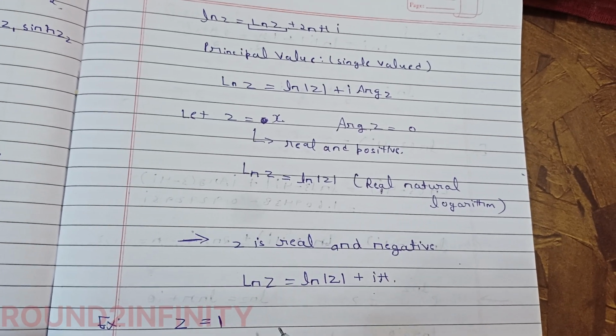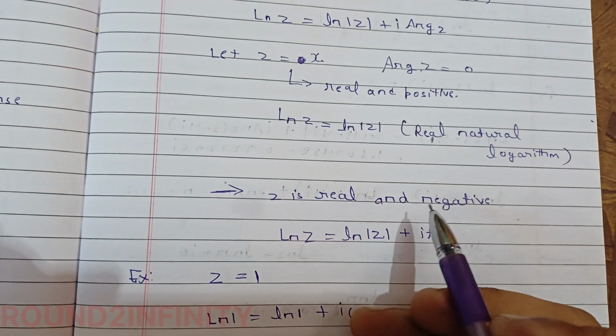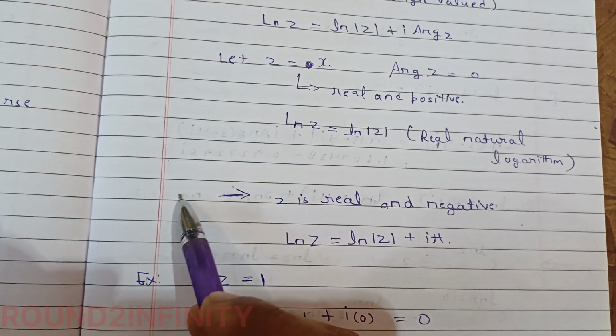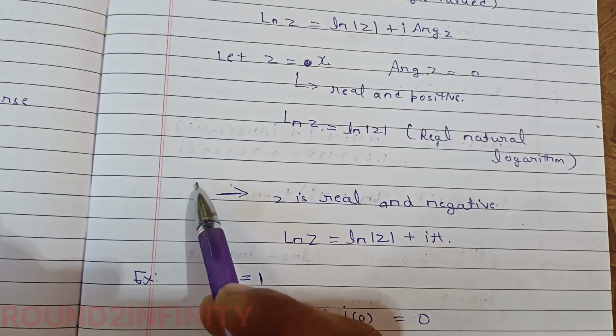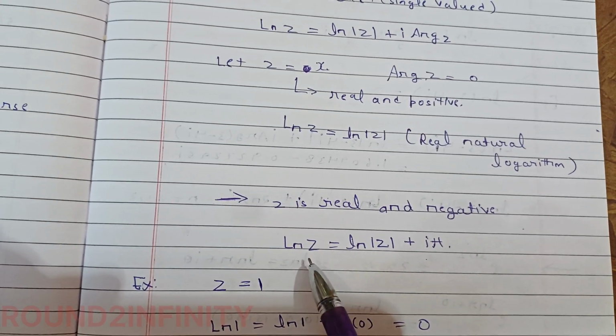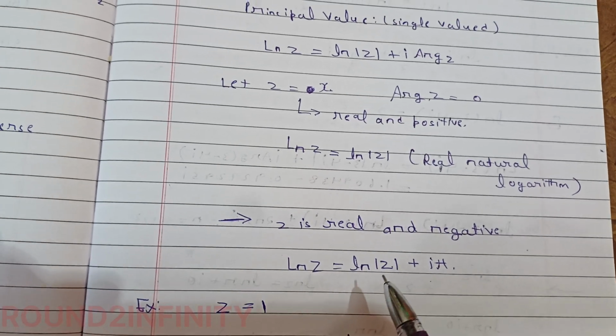So how can you see that? See, if z is negative and real, then in the complex plane this negative will always lie on the x-axis on the negative side. So the argument will always be pi. That's why I write the principal value of log z as log |z| plus iota pi.